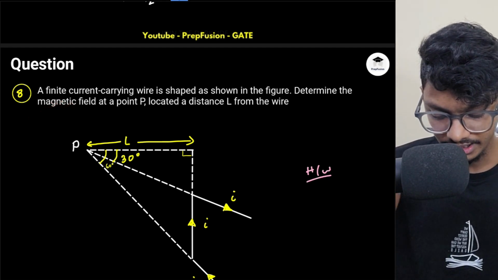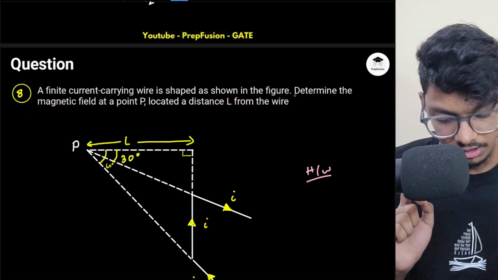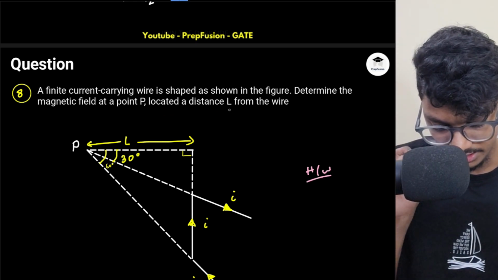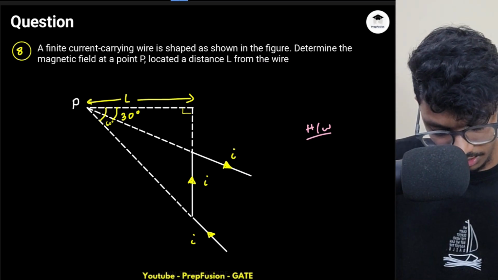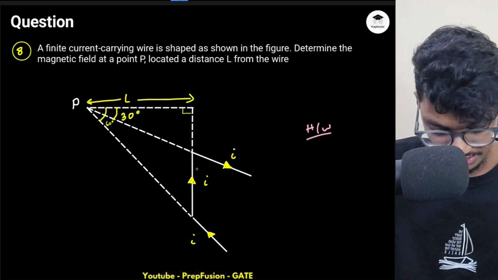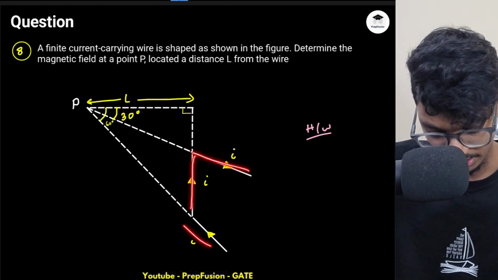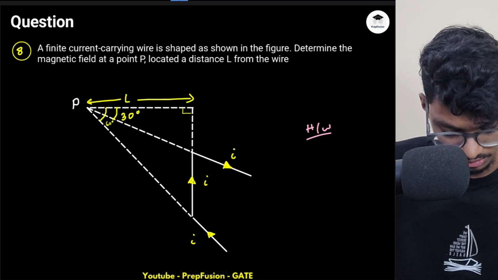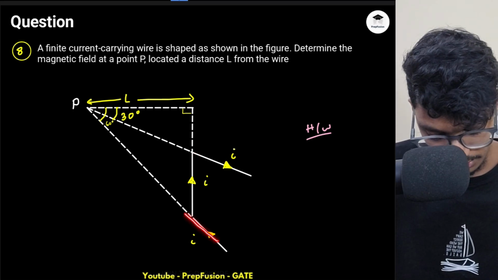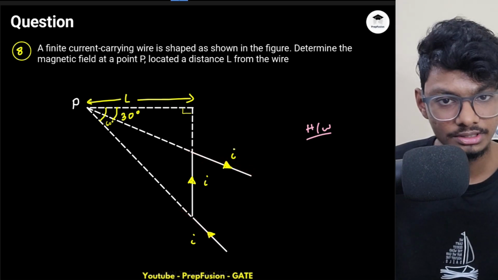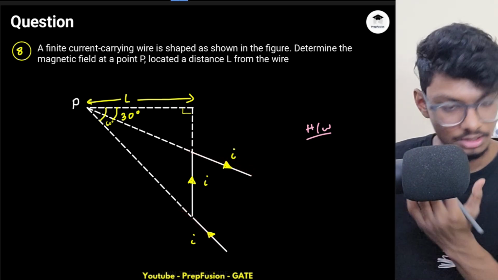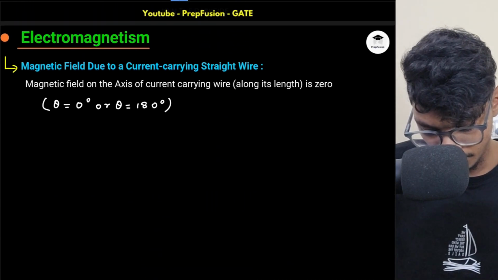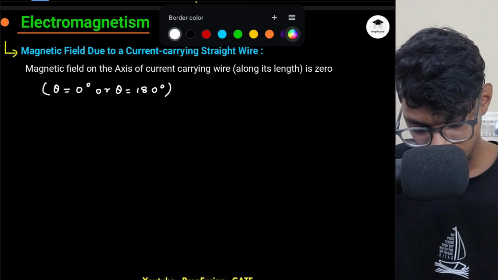A finite current carrying wire is shaped as shown in the figure. Determine the magnetic field at a point P located at a distance L from the wire. Here there are actually 3 sections. This is one section, this is another section, this is another section. This is a finite carrying wire like this. Now, can you tell me, due to this and due to this, will there be any magnetic field? No, right? There is no perpendicular distance.